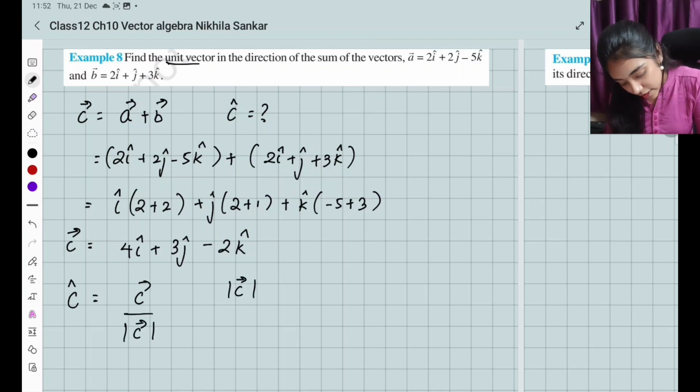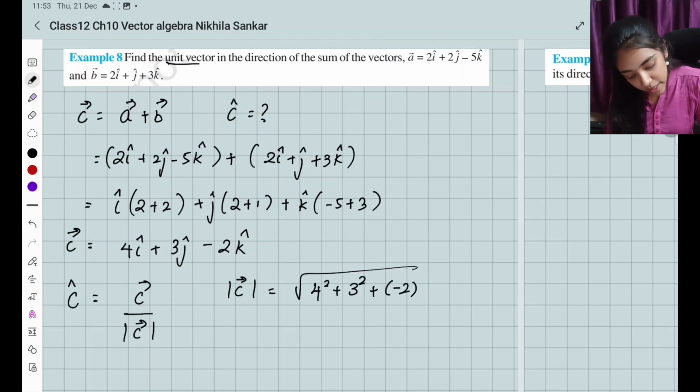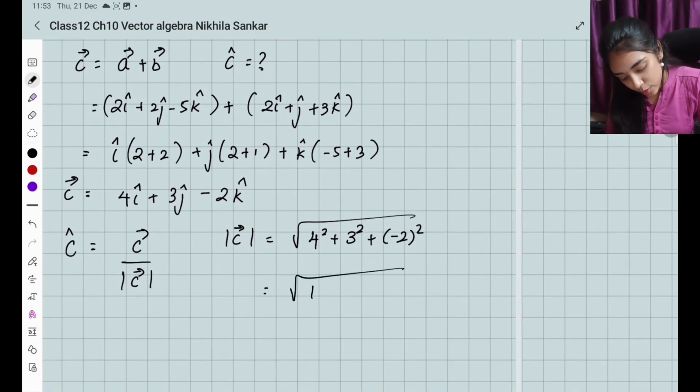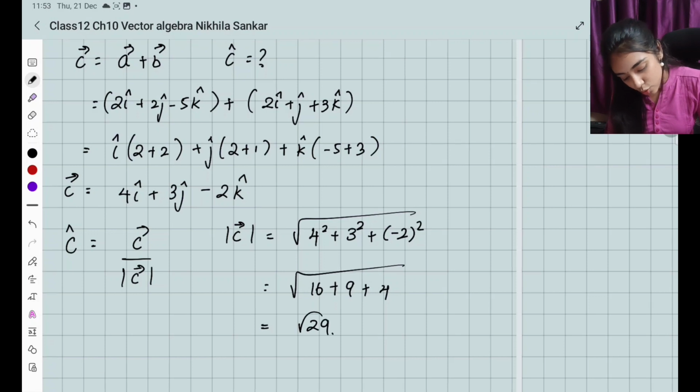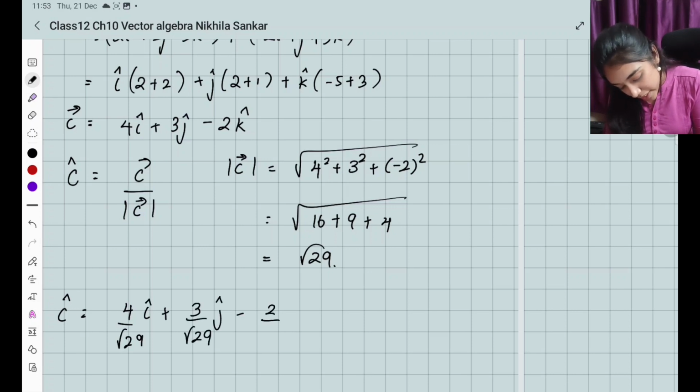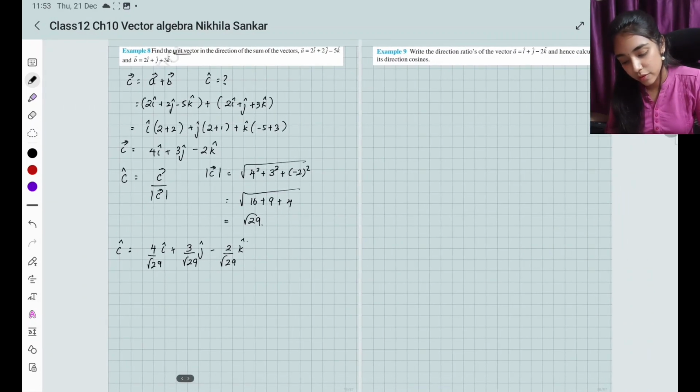So, mod of c vector என்ன? It is going to be square root of 4 square plus 3 square plus minus 2 the whole square. Minus 2 வந்து விட்டுறாதீங்க, minus விட்டுறாதீங்க, square தானே பண்றோம், பரவாயில்ல அப்படின்னு விட்டுறாதீங்க. Okay? So, this is square root of 16 plus 9 plus 4. 16 plus 9 is going to be 25. 25 plus 4 is 29. So, root of 29. So, c cap is going to be 4 divided by root 29 i cap plus 3 divided by root 29 j cap minus 2 divided by root 29 k cap. So this is the unit vector that we are looking for. Okay, please copy.